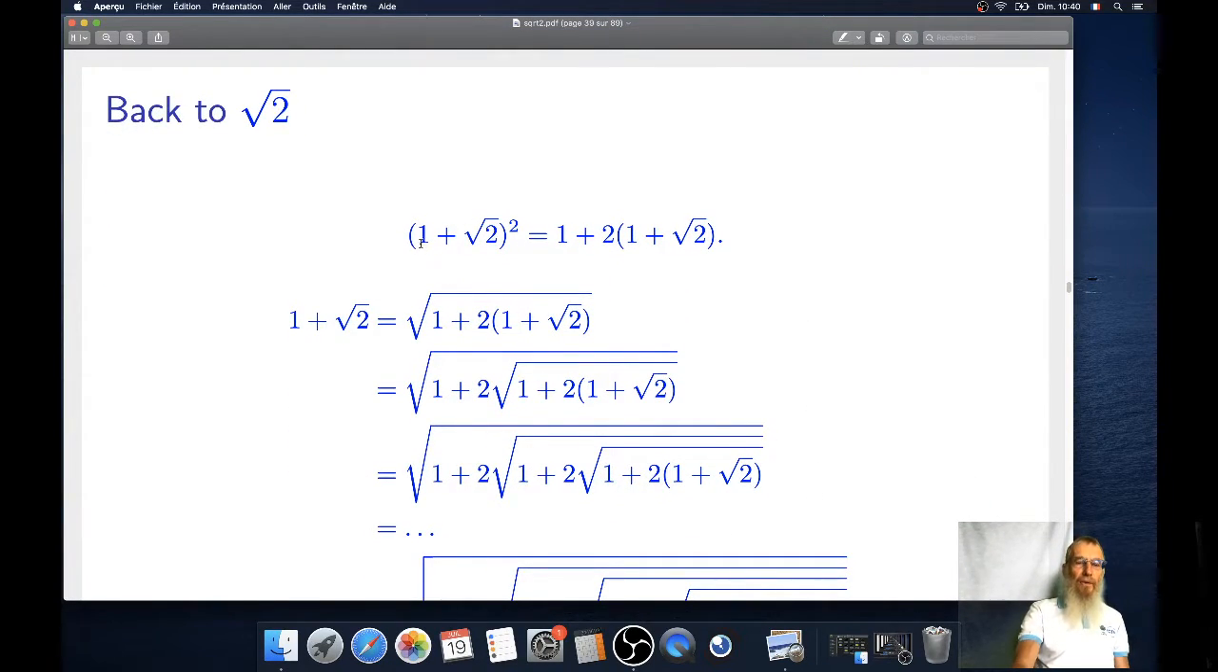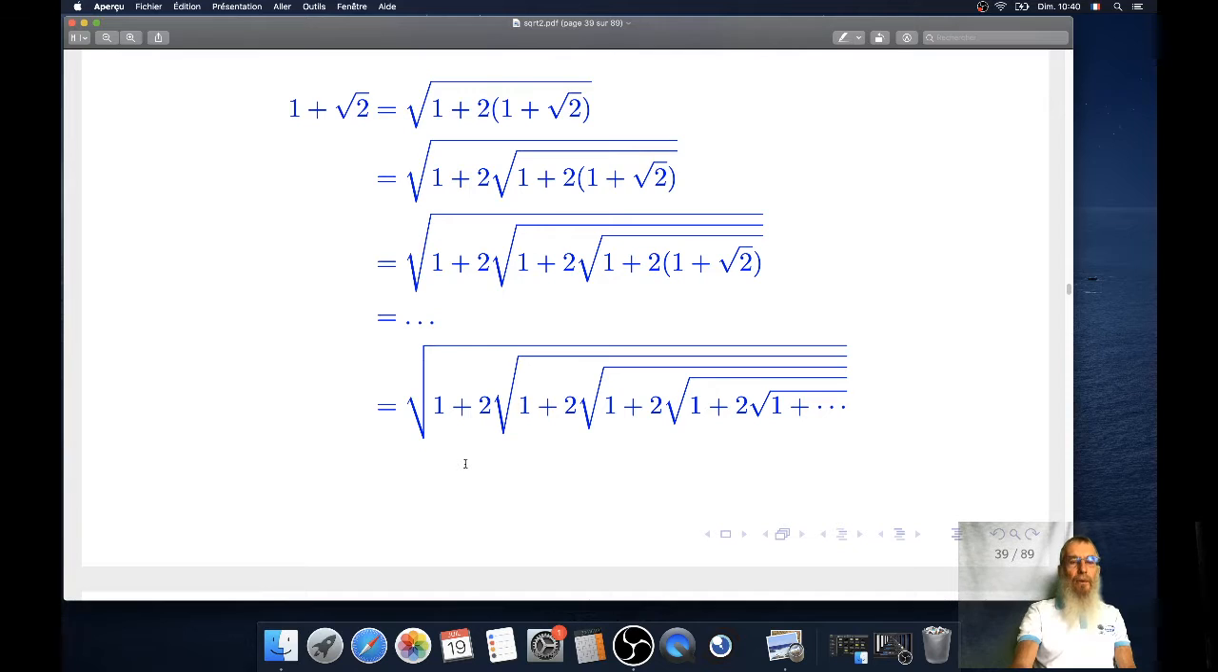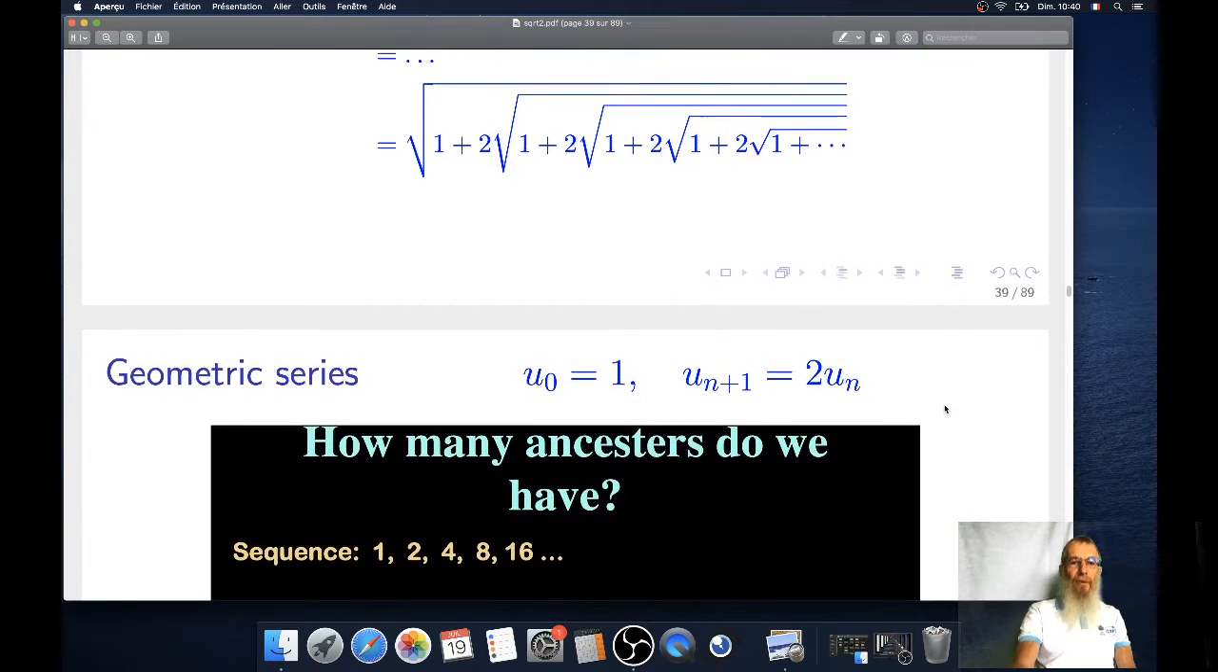You can write the definition of the square root of 2 as (1 plus square root of 2) squared is 1 plus 2 times (1 plus square root of 2). This is the definition of the square root of 2. Now, you write this as 1 plus square root of 2 is the square root of this number. And this 1 plus square root of 2, you replace it by the same formula, which gives you 1 plus square root of 2 is the square root of 1 plus 2 times the square root of 1 plus 2 times (1 plus square root of 2). And you repeat, and you find a nested root for 1 plus square root of 2, which is given by this infinite sequence of square roots.